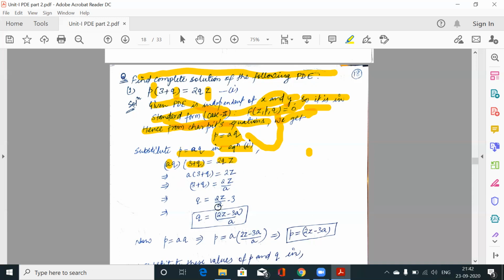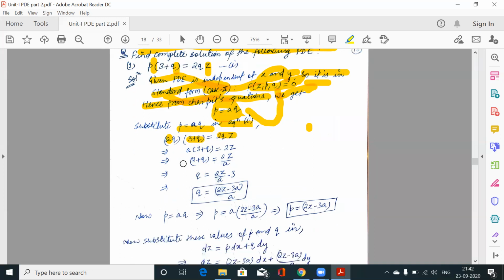Now we have to get the value of Q from here. So solving this for Q, Q is cancelled by this Q. So the remaining part is this. Next, 3 plus Q is equal to 2Z by A. Next, Q is equal to 2Z by A minus 3. So Q is 2Z minus 3A by A after taking the LCM. So we have got Q in terms of Z and A. So this is our Q value.